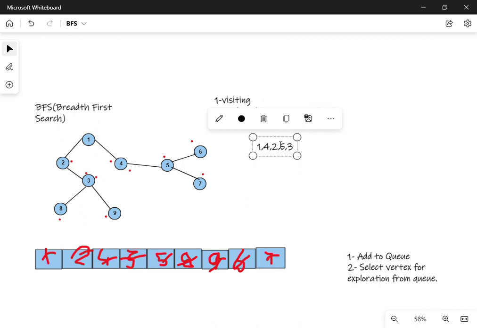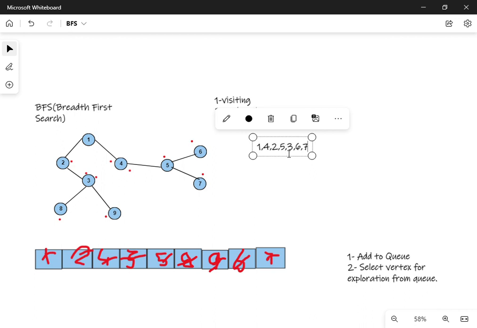Our next vertex is 5. The adjacent vertices of 5, sorry, there are 3 adjacent vertices of 5, which are 6, 7, and 4. 4 was completely explored before, so just write 6 and 7. You don't have to write the visited vertex again and again. You just have to write it once. So 5 is completely explored now.